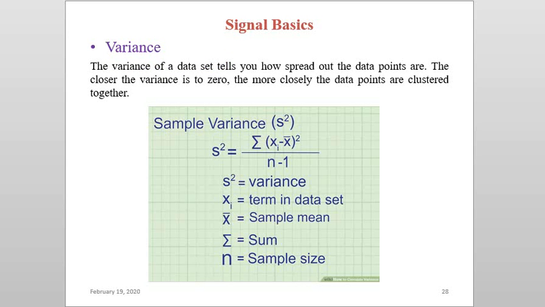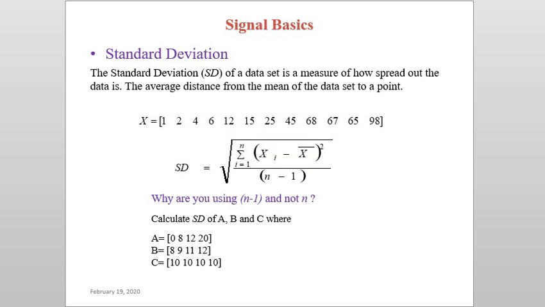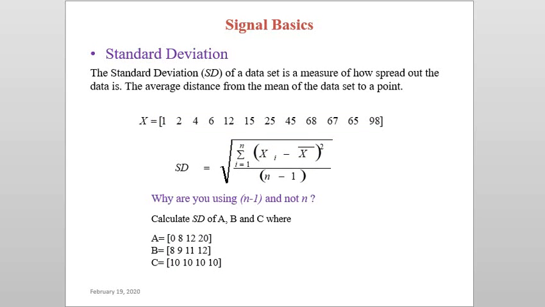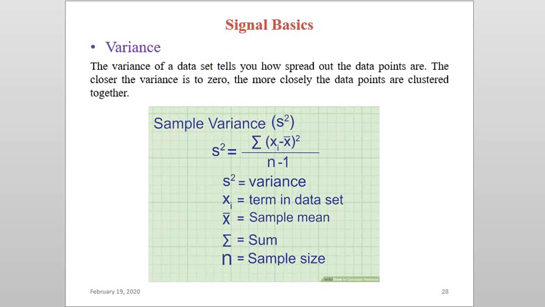Here we will discuss the variance. Variance is just the SD. We have the formula which looks like this, and the variance is just the square of the standard deviation. That means the standard deviation squared is the variance.